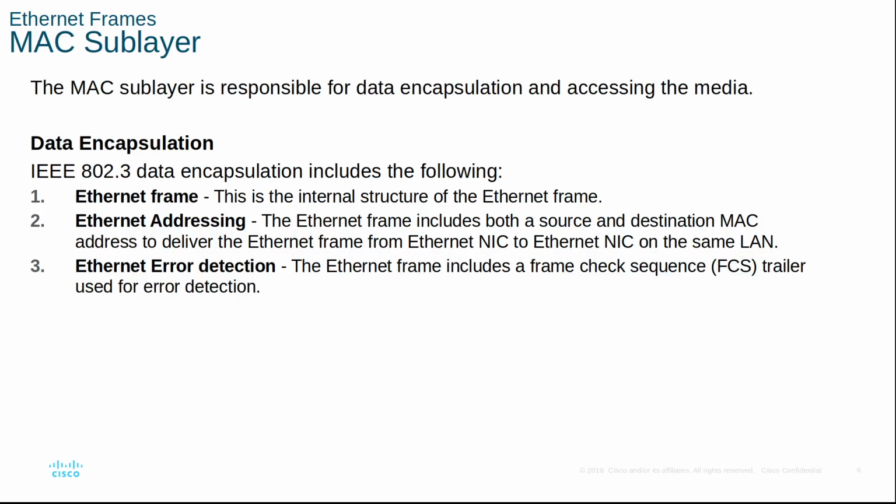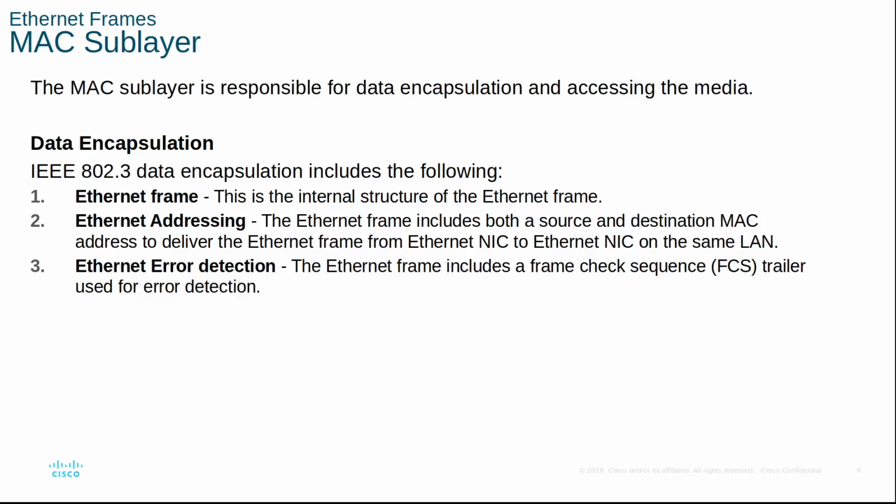So the MAC sublayer is responsible for encapsulating the data and accessing the media. The data encapsulation includes 3 things. The frame, so that's the internal structure of the Ethernet frame. Your addressing, so this is the source and destination MAC address that ensures that the frame will be delivered from one NIC to another NIC on the same LAN.